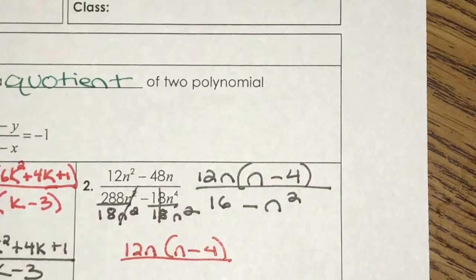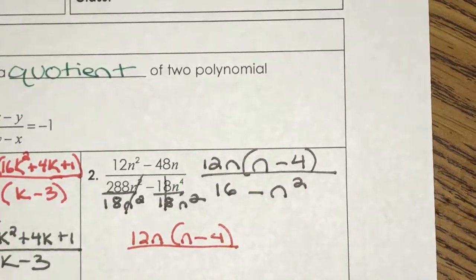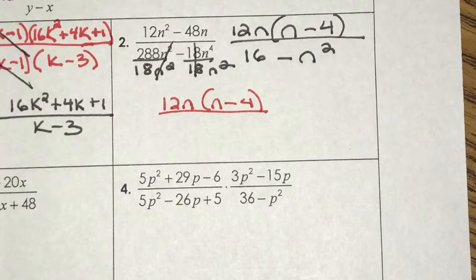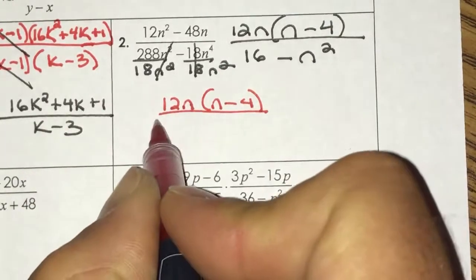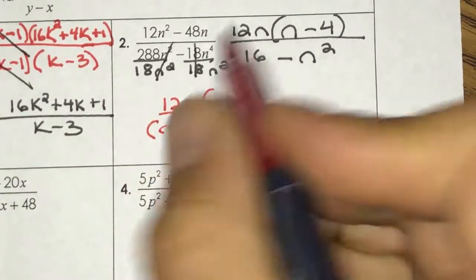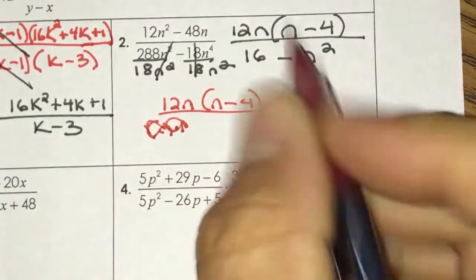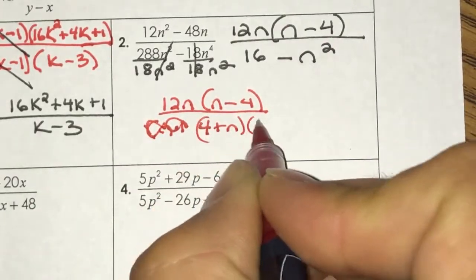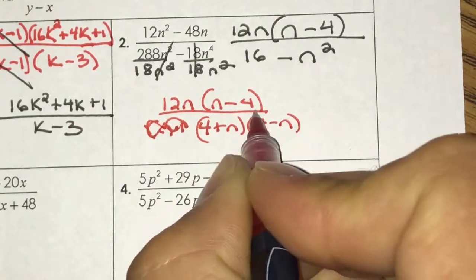What else can we do down here? Plus or minus 4. Yeah, I think I know what you're saying. So n plus 4. Sorry, it should be the 16's in front. So 4 plus n times 4 minus n. Difference of squares, right?